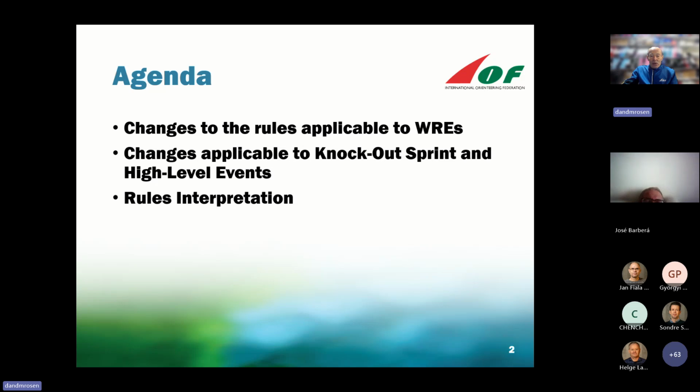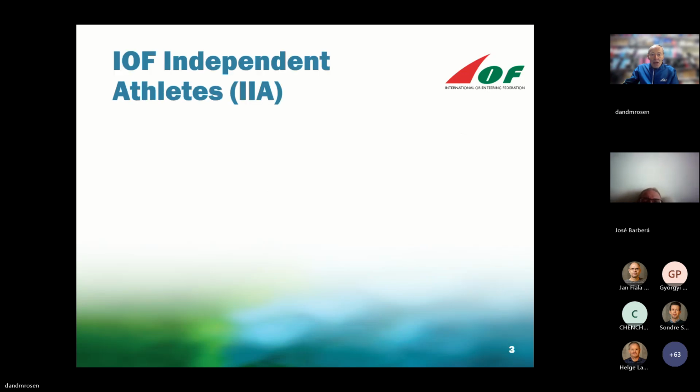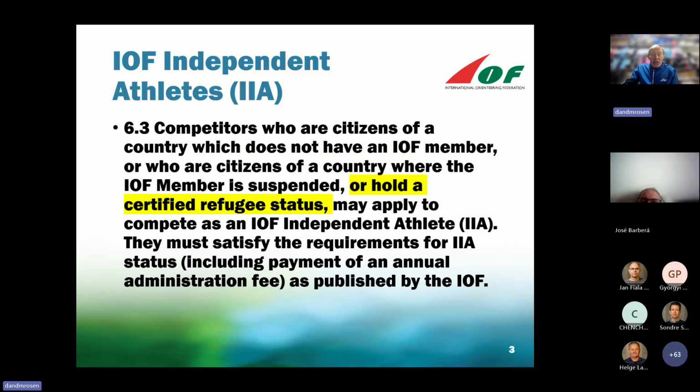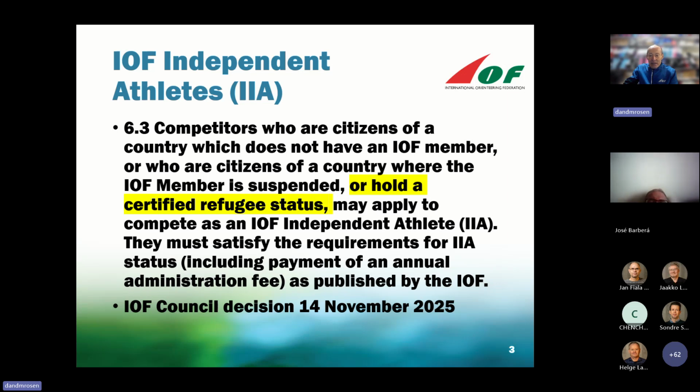So we're talking about changes to the rules which are coming up for the version of the rules that will be valid from the 1st of January 2026. Actually a very late change is regarding the rule about IOF independent athletes. The IOF Council has recently decided that as well as the existing possibilities of gaining this status, people who hold a certified refugee status may also be eligible for this. So we've added that in. I will actually, at the very end of this session, show you a bit more about IOF independent athletes. That was a decision only a day or so ago.